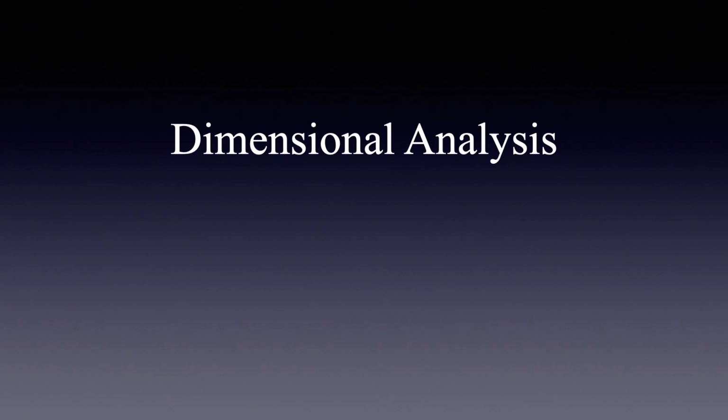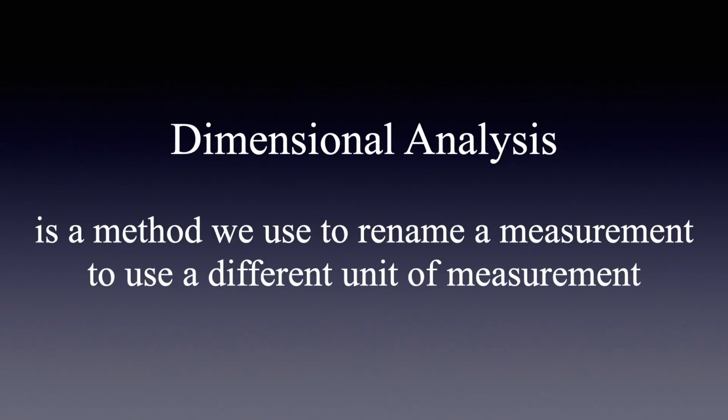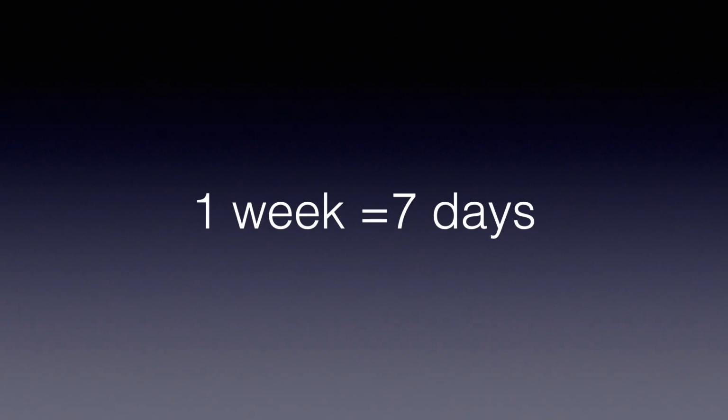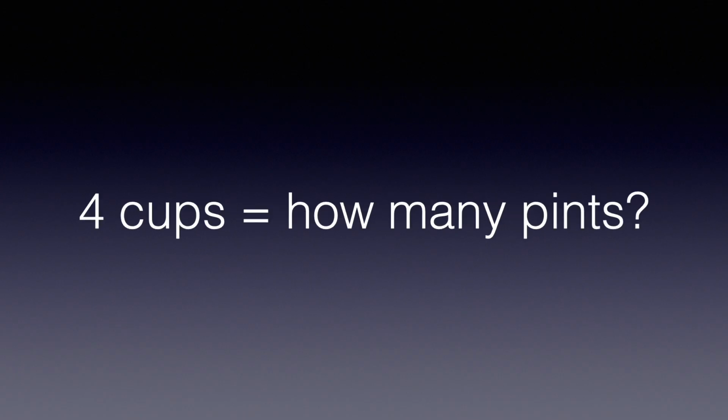Dimensional analysis is a method we use to rename a measurement to use a different unit of measurement. For example, we could say that 1 week and 7 days mean the same length of time, but using different units of measurement. This is useful in everyday life, especially in cooking and shopping. I might have a recipe that calls for 4 cups of cream, but the store only sells cream by the pint. How many pints does my recipe require?